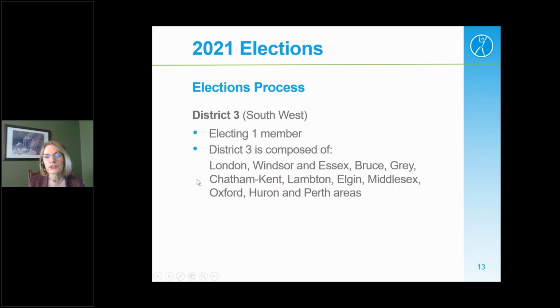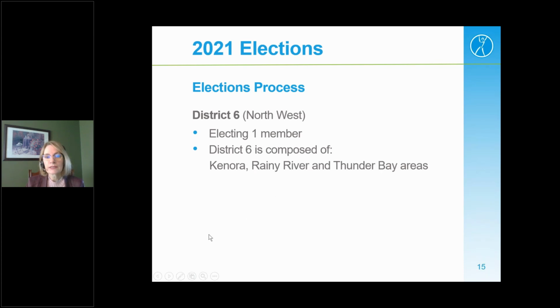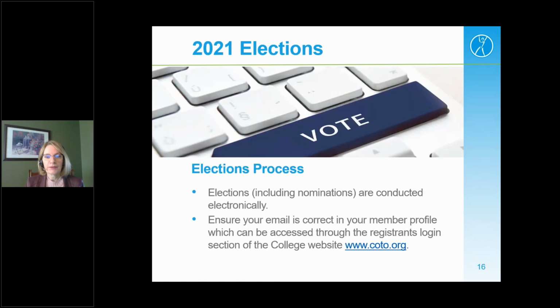District 3, just so you know, is the London area: London, Windsor, Essex, all of those counties. One person is being elected from that district. District 5 is the Sudbury area, and all of the areas around it, so just get a sense of that. And District 6 is the far north, from Thunder Bay as far as Kenora. So, large geographical areas, very important areas to be represented.